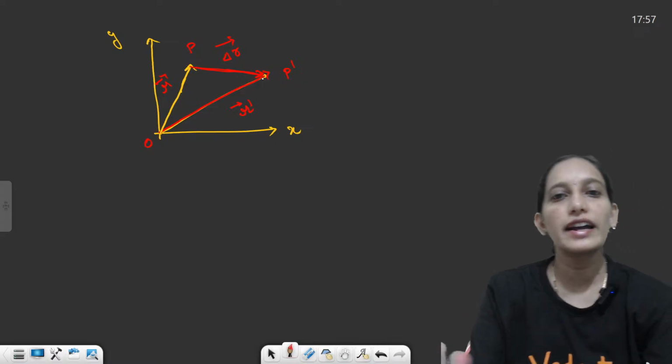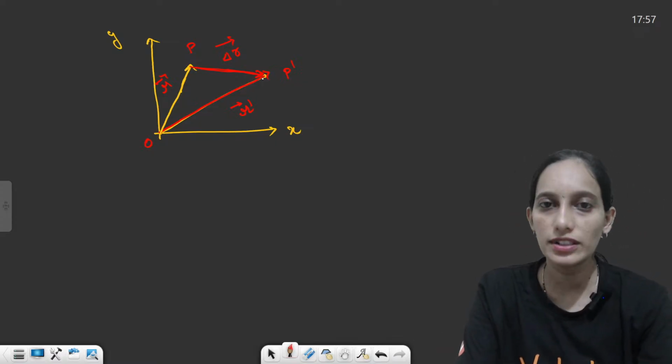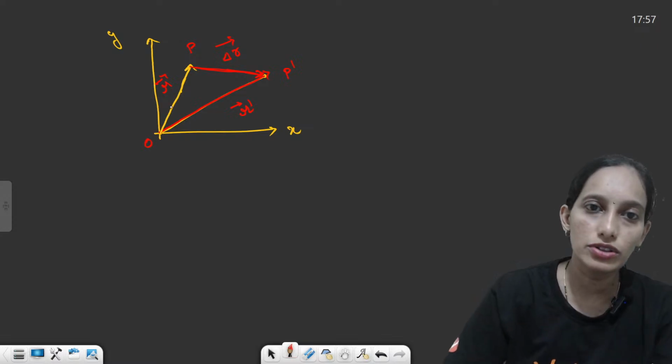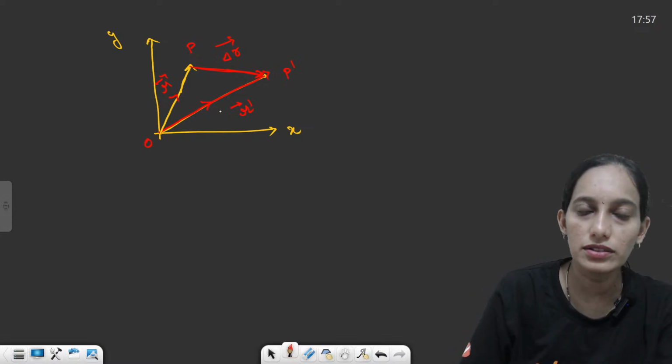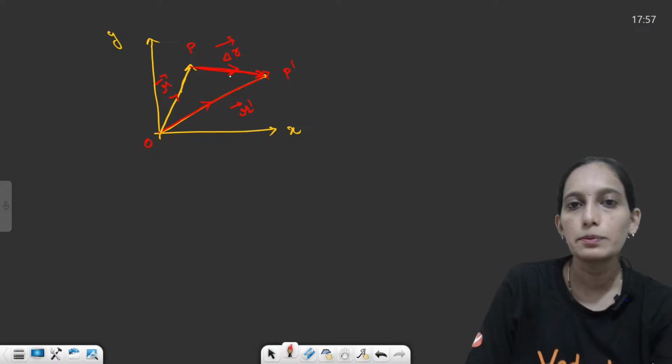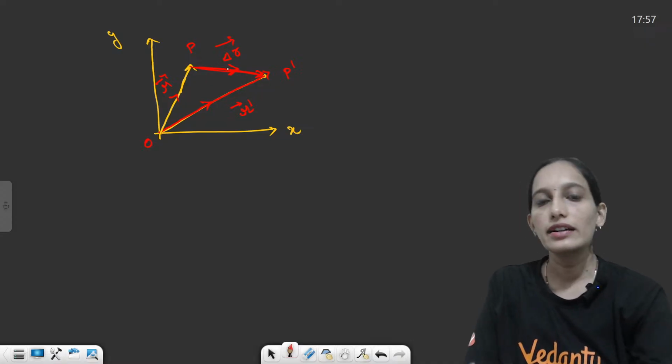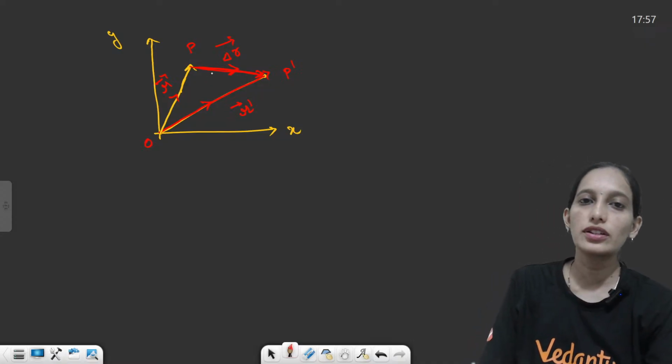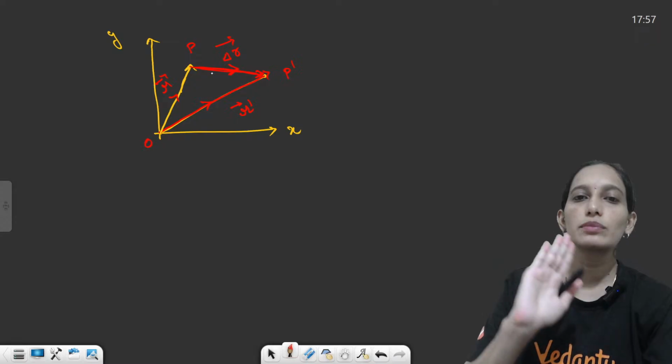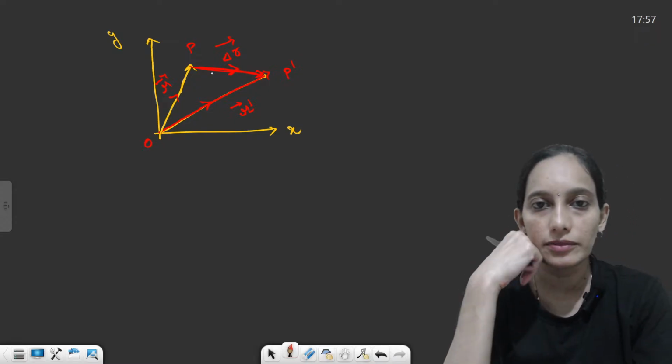Hope you can see a triangle here. Yes, O P P dash is a triangle. I have given the arrows, I can just remark it. So this is the direction of OP vector, this is OP dash, and this is our displacement delta r. So now, using the triangle law of vector addition, get the relation between r, r dash and delta r.